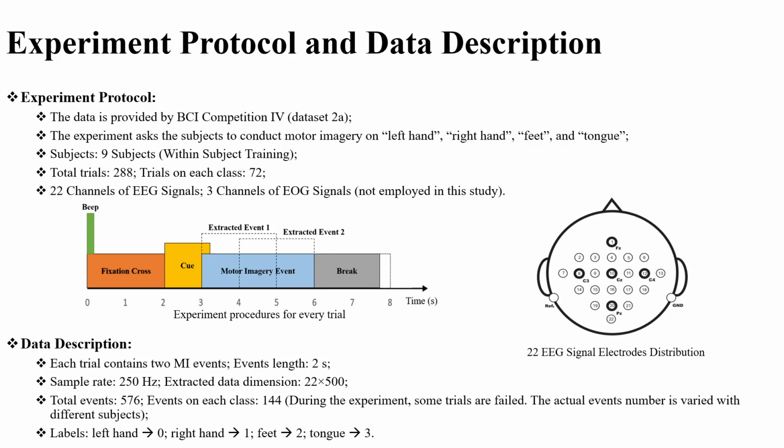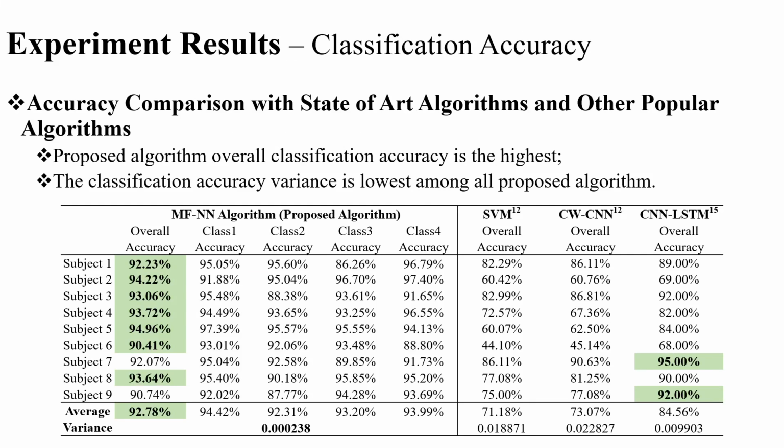The experiment data is open source data from the 2008 BCI Competition dataset 2A, and the picture is the experiment flow. The details about the experiment are shown in these slides. Then I will discuss the classification accuracy comparison of our proposed algorithm and other popular algorithms.